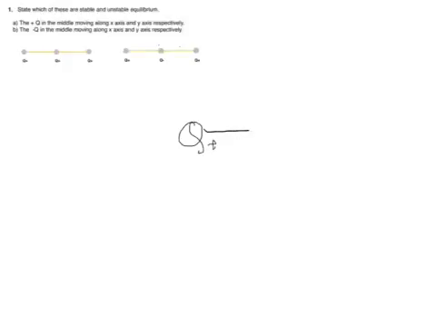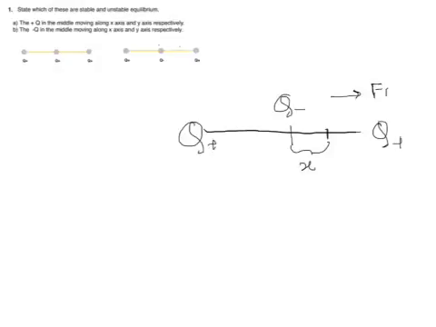Come to the second case. There is a plus q, and there is a minus q. If I shift it a small distance x, what will happen? There is an attractive force this time, unlike the previous one. This plus q will tend to pull it with F1, and this plus q will try to pull it with F2.